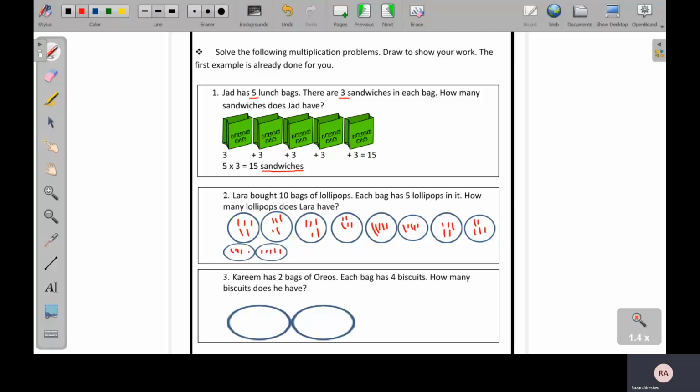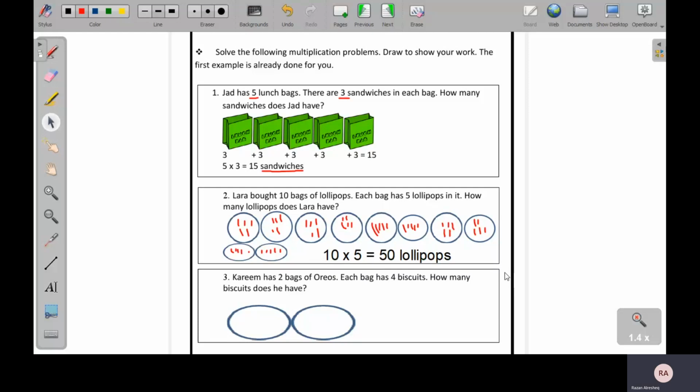All right? So here I finished modeling, and now I can do my multiplication sentence. Here I know I have 10 groups of 5. So I do 10 multiplied by 5, and that is going to give me 50. All right? And like I said, I always have to put the unit, because I have to know my answer is connected to what. So here we finished number 2 for the word problems. Let's look at number 3.